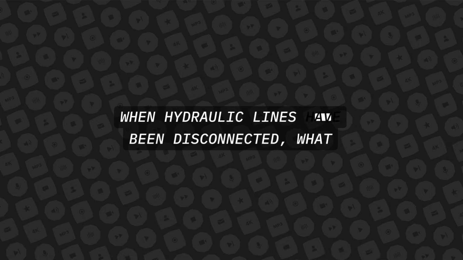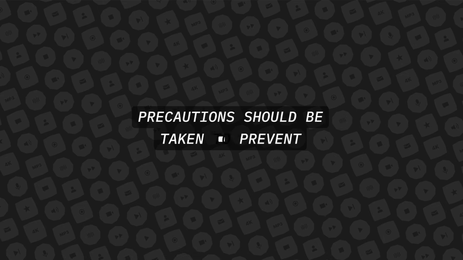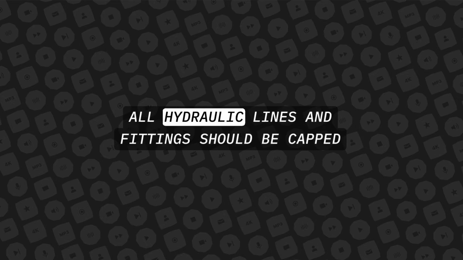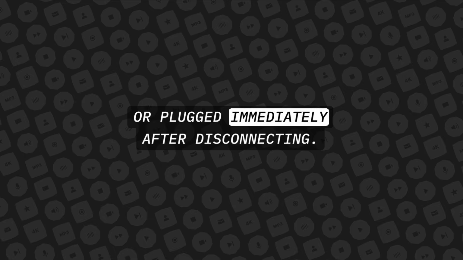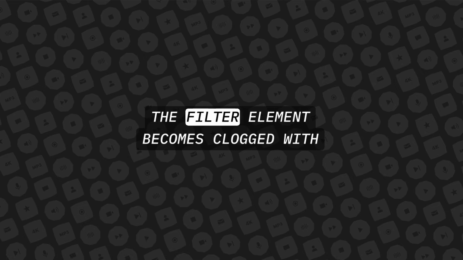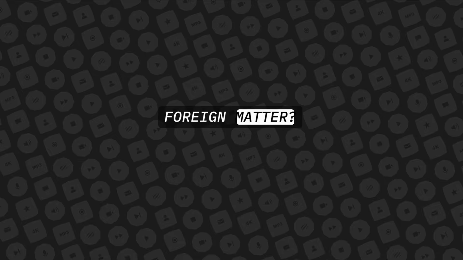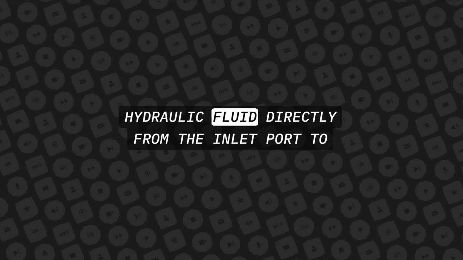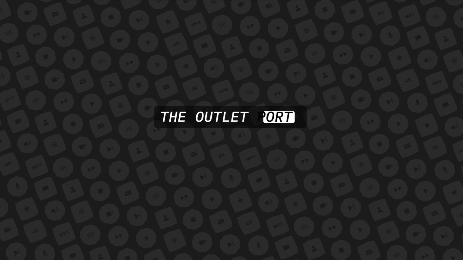When hydraulic lines have been disconnected, what precautions should be taken to prevent contamination of the system? All hydraulic lines and fittings should be capped or plugged immediately after disconnecting. What happens to the hydraulic fluid flow if the filter element becomes clogged with foreign matter? There is a bypass valve, which routes the hydraulic fluid directly from the inlet port to the outlet port.